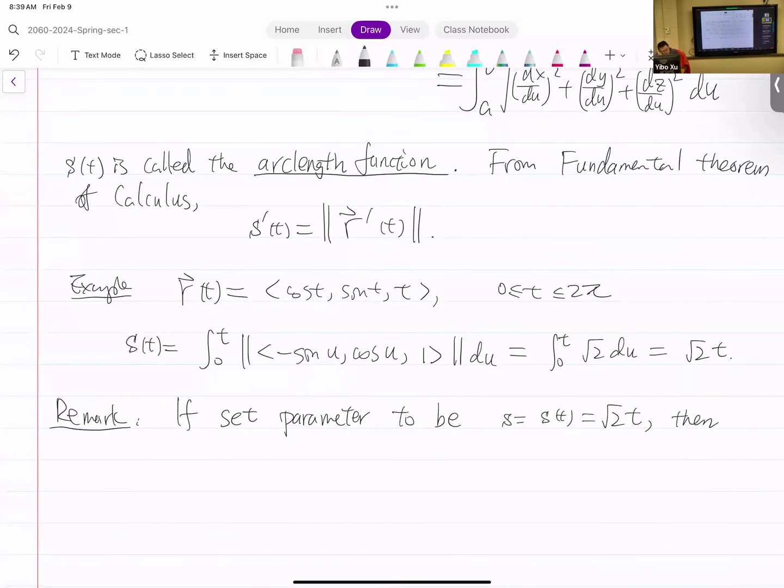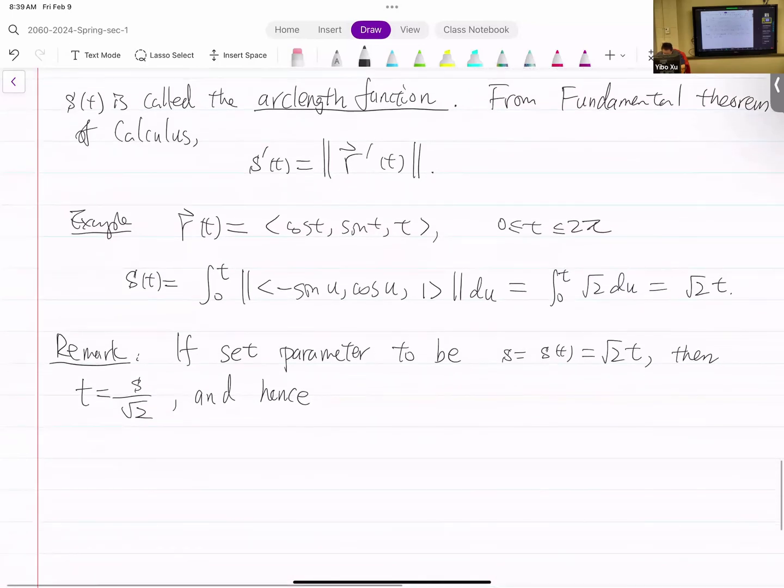So the reverse, okay, the inverse function is what? Is t equal to, we just divide both sides by square root 2 if you want to solve for t, right? So that's just little s over square root 2. So this is actually the inverse function. And hence, we can eliminate the variable t in the curve.